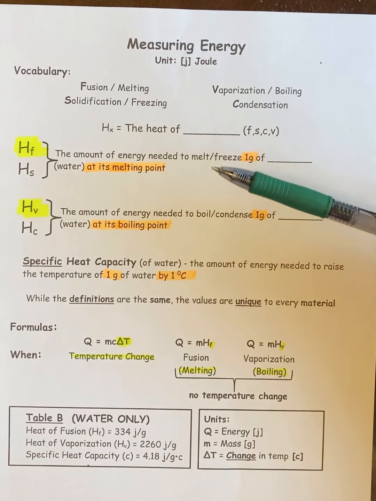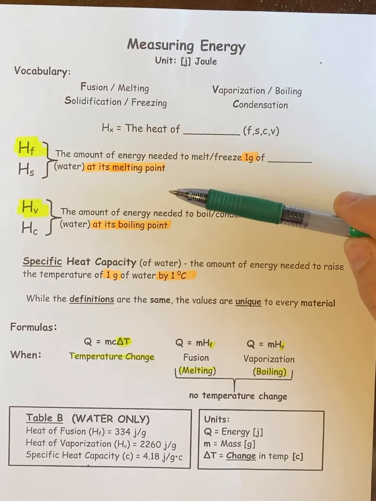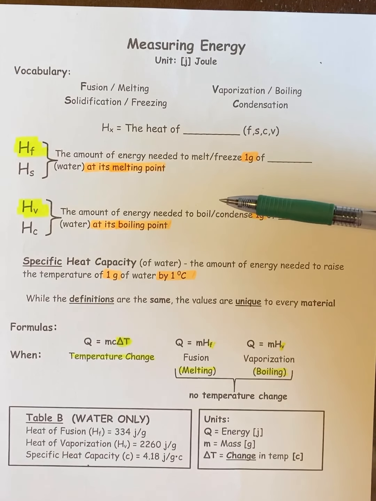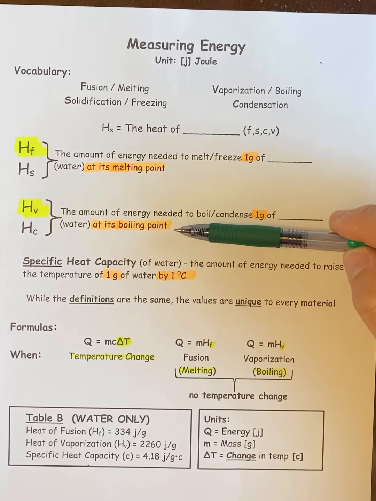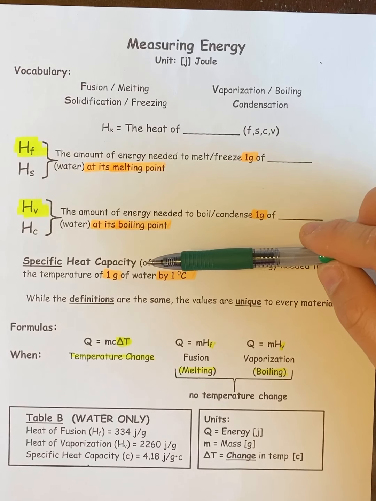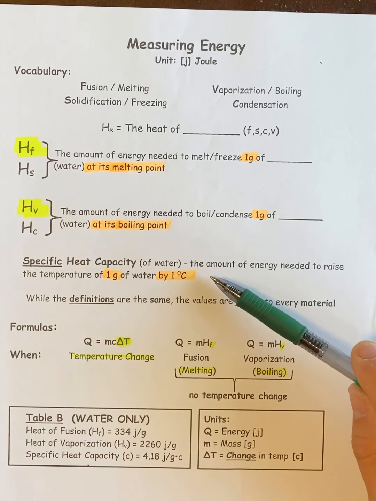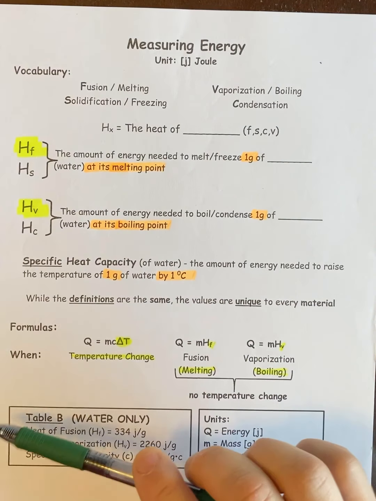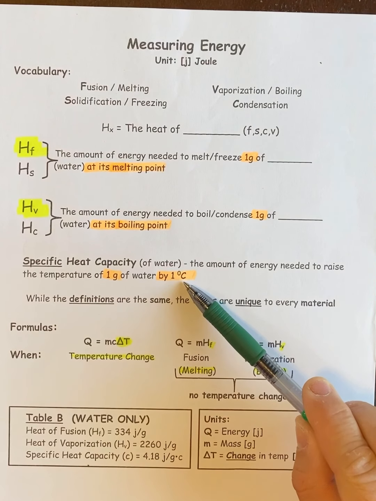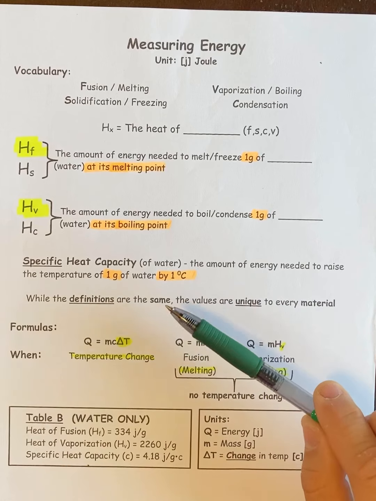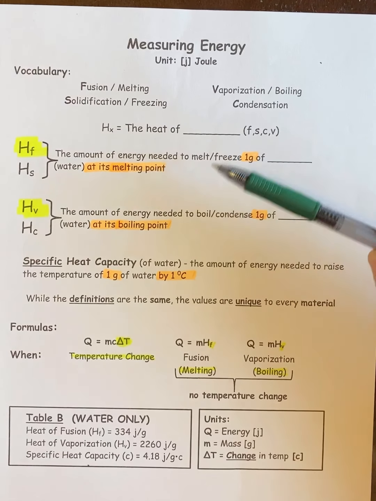Heat of vaporization is the exact same definition, except it's the amount of energy needed to boil 1 gram of water or anything at its boiling point. And then the next definition is called the specific heat capacity. Some people say of water, it doesn't have to be. It's the amount of energy needed to raise the temperature of a gram of water by a single degree Celsius or Kelvin. They're interchangeable at this point. Okay, so those are the three definitions.